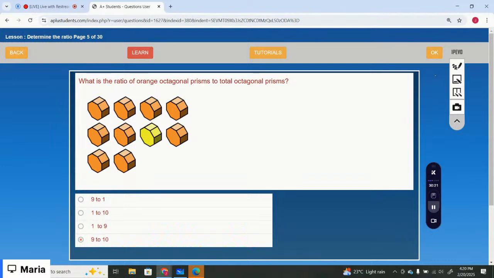That is 9 to 10. Option number 4 is the correct option. That is 9 to 10.